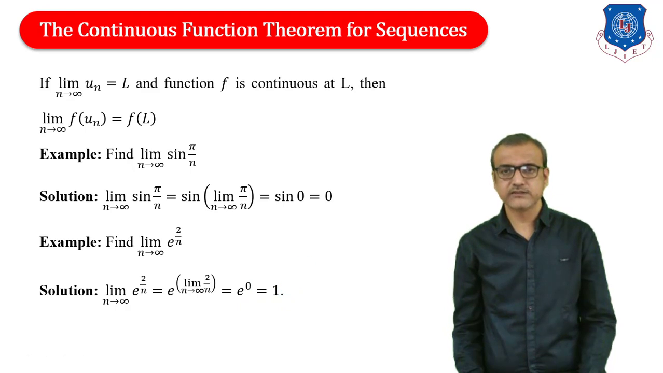So in today's lecture we have discussed the definition of a sequence, the graph of sequences, and the convergence and divergence of sequences. Then we have seen some standard limits, and examples related to convergence, divergence and oscillation of sequences. And at last we have seen the continuous function theorem for sequences and examples related to that theorem.